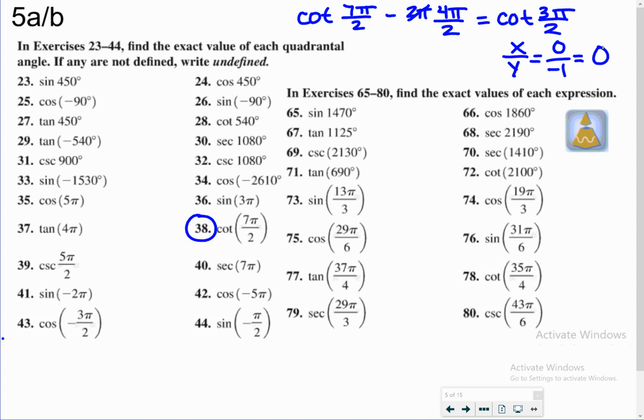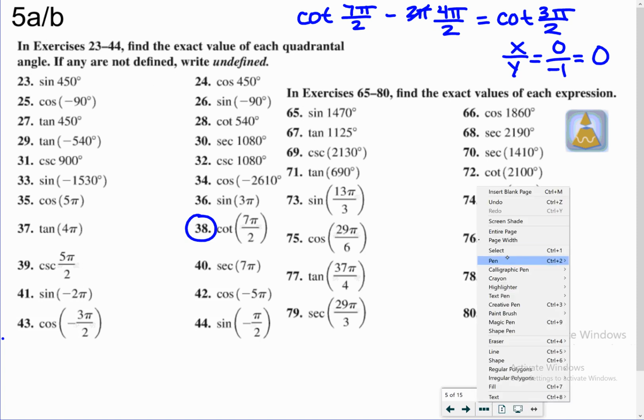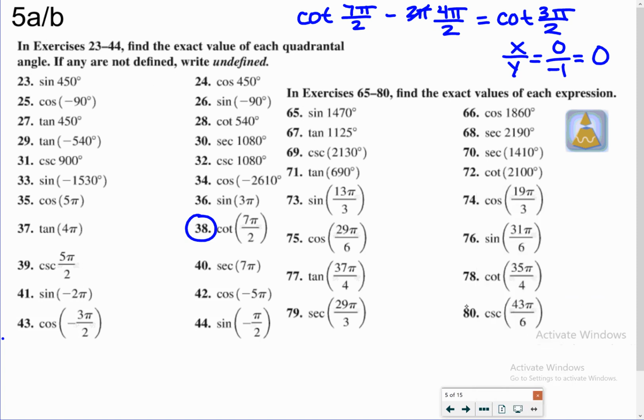Okay, pick one from the right side. 78. Sure. Okay. So we've got cosecant, I'm going to fill it in here, of 43 pi over 6.